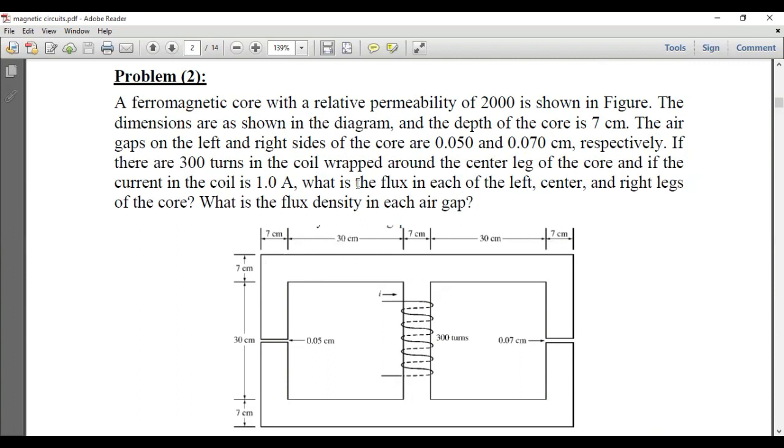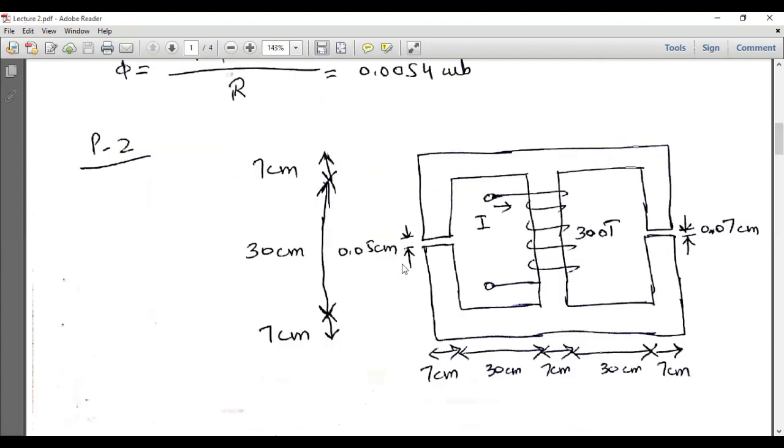So we have to calculate the flux at each branch, meaning the central branch, left branch, and the right branch. And then we have to calculate the flux density in each air gap. This problem is also not very difficult, and all these dimensions are given.